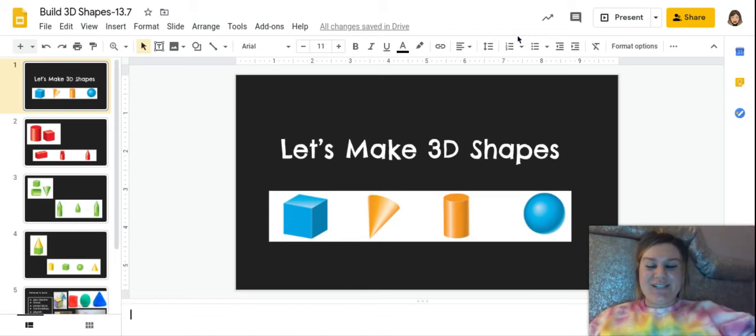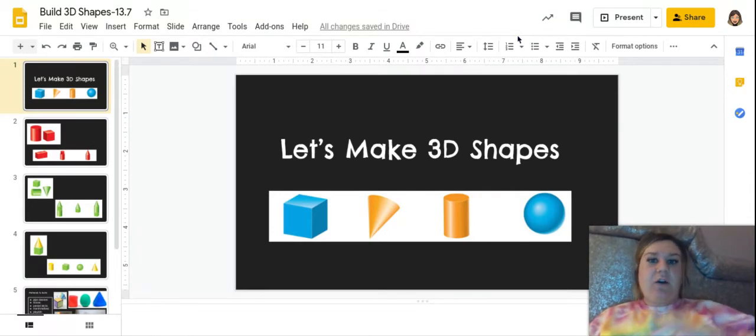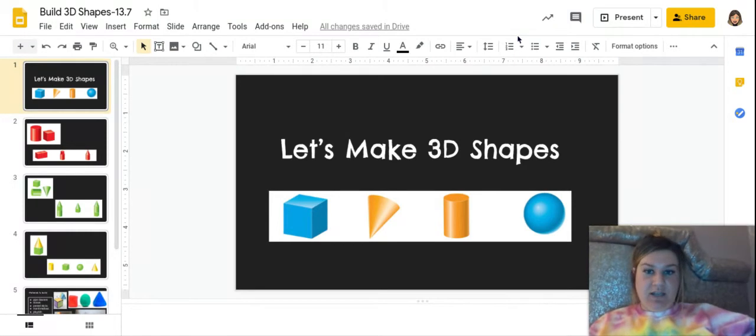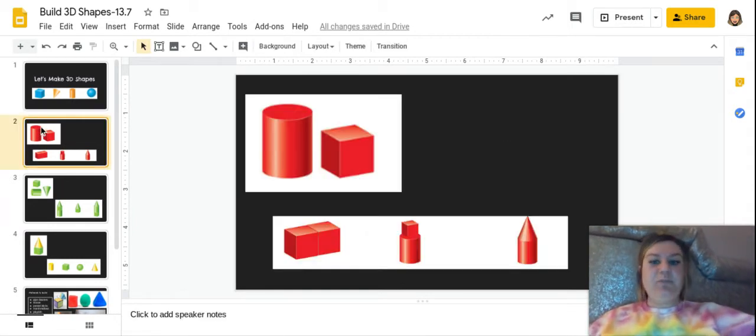Hi, boys and girls. Today in math, we are going to practice making 3D shapes. So we're going to do kind of two activities. One, you're going to practice with me, and then afterwards, you're going to build shapes like you did yesterday. So first, let's practice. Let's pretend that I had these two shapes right here.